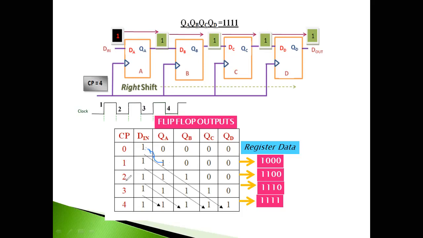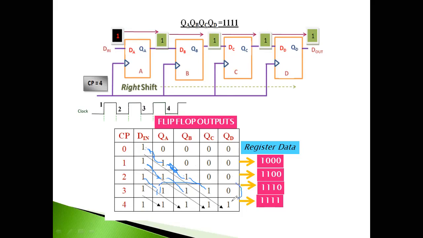Once you apply your second clock pulse, what will happen? This QA will be shifted to QB, and this DIN will be moving to QA. The same way you will have your shift. When you apply your third clock pulse, this QB will be moving to QC, QA will be moving to QB, and the DIN that is there will move to QA. That is how there will be a shift.